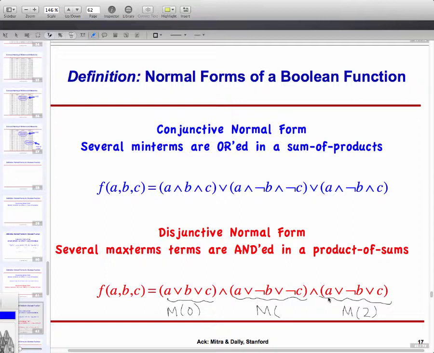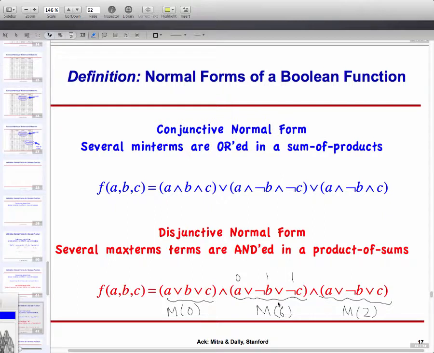M of 6, right? And again, those of you who are not following, it's M of 6, because wherever I have a positive variable, I'm going to put a 0. Wherever a negative variable, I'm going to put a 1. And then I'm going to read from the other direction, because I think of C as the MSB, the most significant bit. So it's 1, 1, 0, which is 6, M of 6.